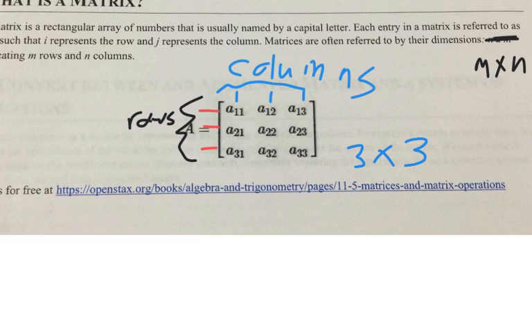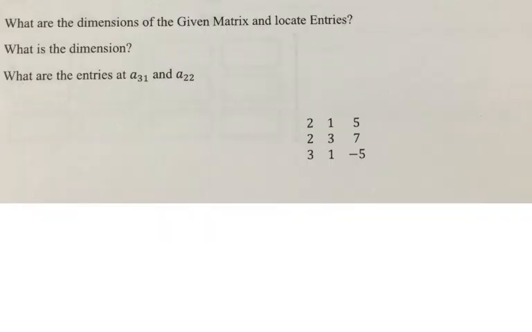Can you guess why it's a square matrix? That's fine. Because the rows and columns match. So anytime the rows and columns match, it's a square matrix.